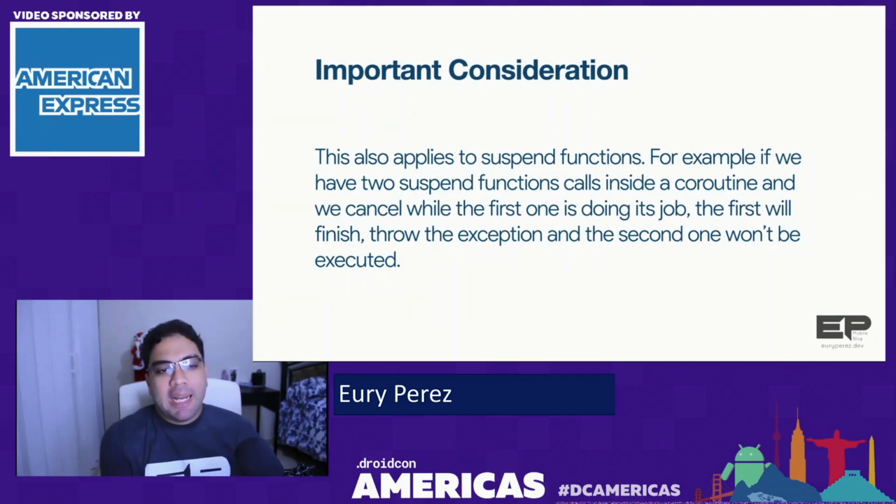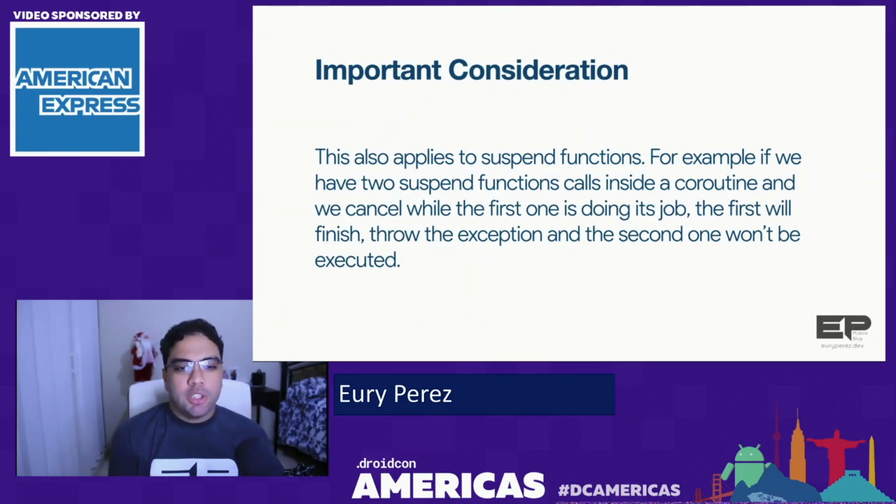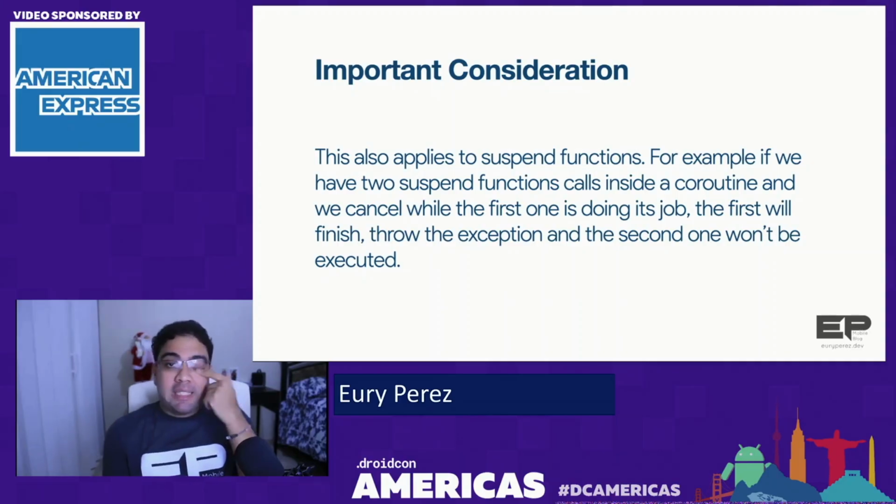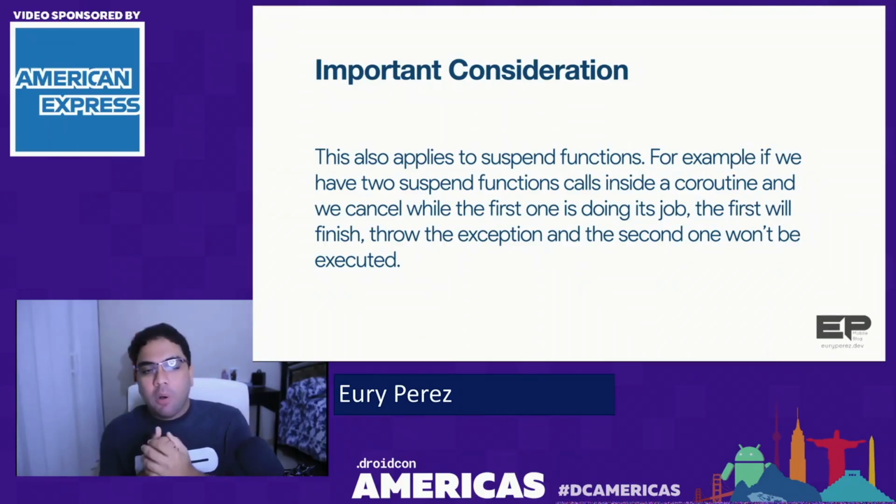This also applies to suspend functions. For example, if we have two suspend function calls inside a coroutine, and we cancel while the first one is doing its job, the first will finish and throw the exception, and the second one won't be executed, because the parent coroutine will just throw that cancellation exception, and that will be it for that coroutine.